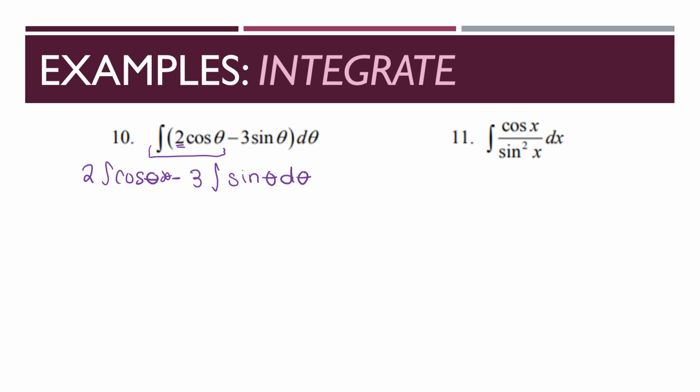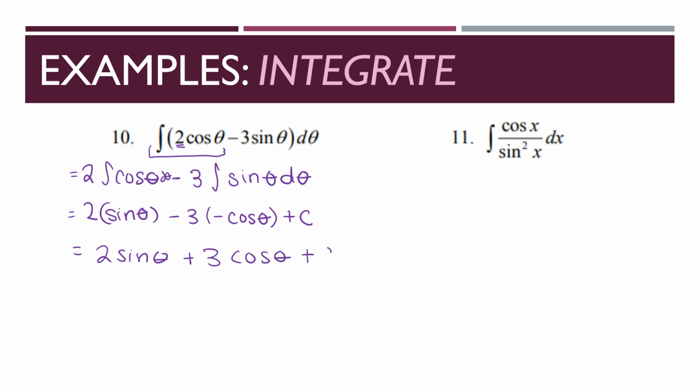So we say the integration of cosine we know is sine, with that multiplier 2 on the outside. And the integration of sine is negative cosine plus our constant. So we get 2 sine theta plus 3 cosine theta plus c.